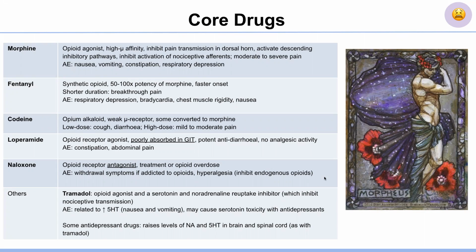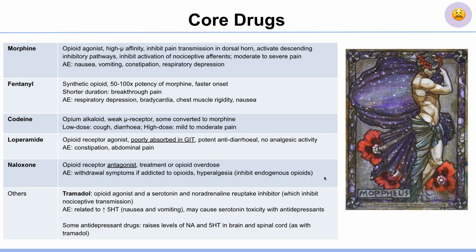Fentanyl is much stronger than morphine, has a faster onset and shorter duration of action, and therefore is particularly good for breakthrough pain. Codeine, on the other hand, has a weak affinity for mu receptors, and a small amount is converted to morphine. At low doses, it can be used to treat cough and diarrhea, and at higher doses for pain.